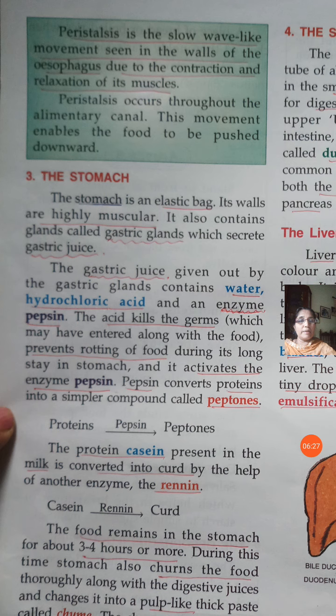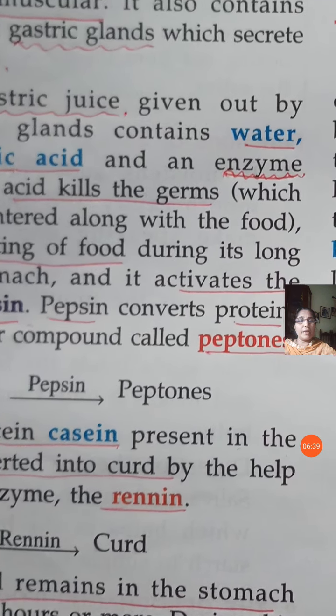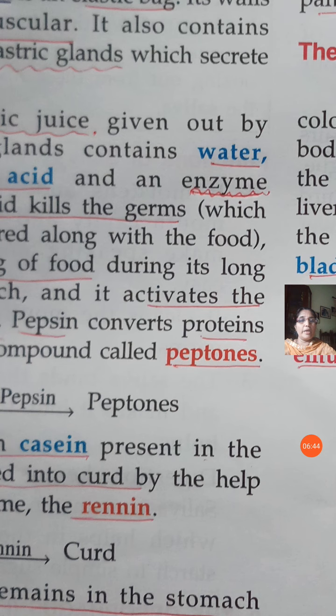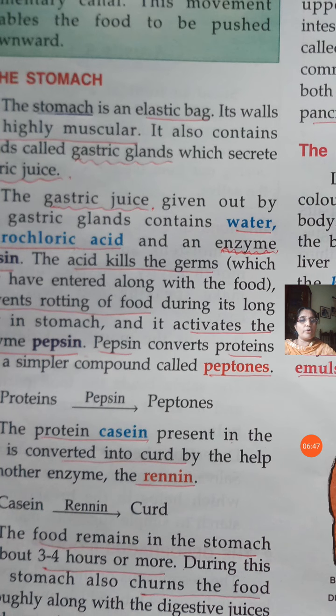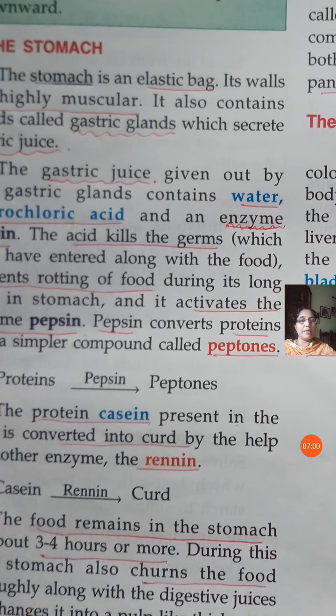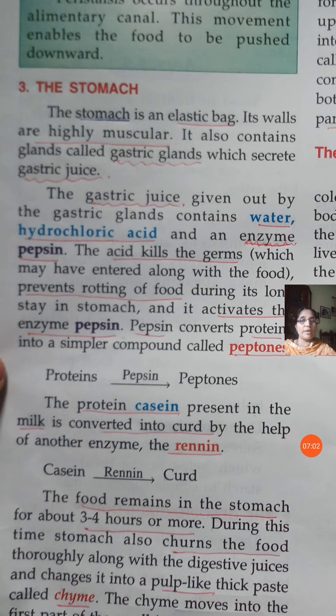Then the important enzyme inside the stomach is pepsin. Pepsin helps to digest protein. You can see here that pepsin converts protein into simpler compounds known as peptones. We consume protein when we eat egg, meat, etc. Every such protein is converted by the enzyme inside the stomach known as pepsin.